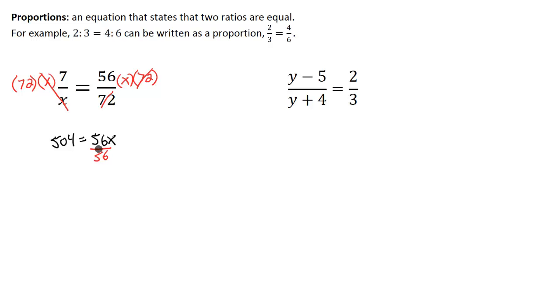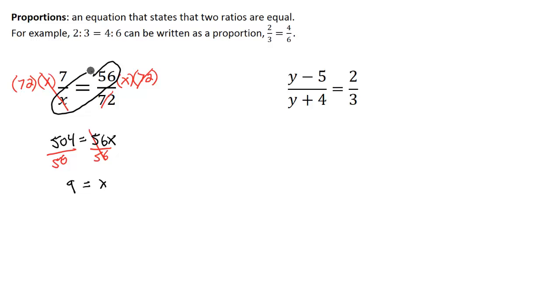Now I want to divide by 56. That gets that away. 504 divided by 56 is 9. Okay, so 7 over 9 is equal to 56 over 72. You could also do cross multiplication if you ever heard of that.